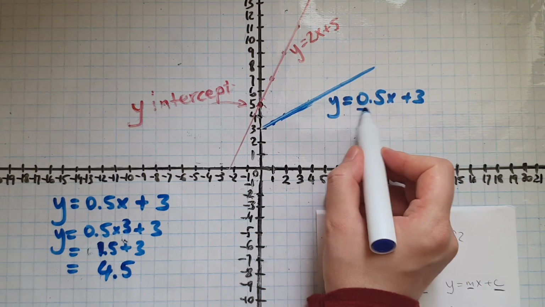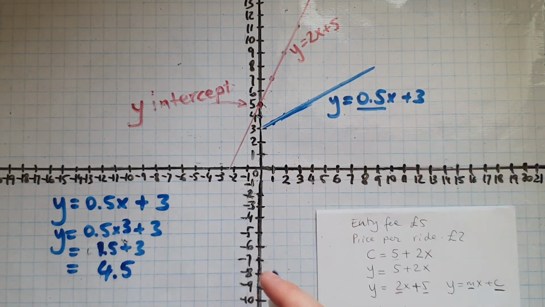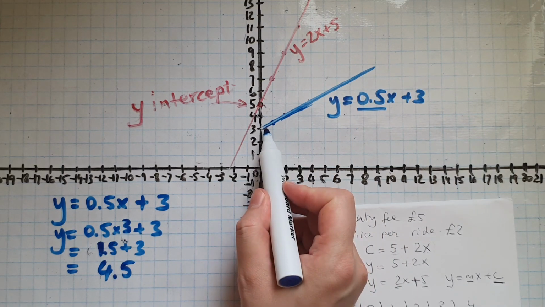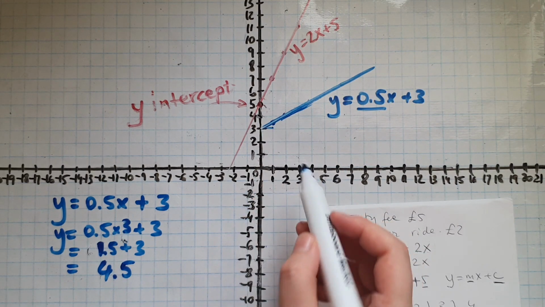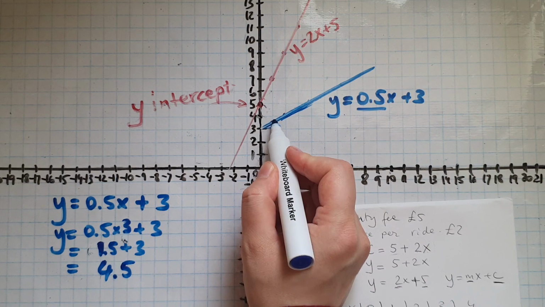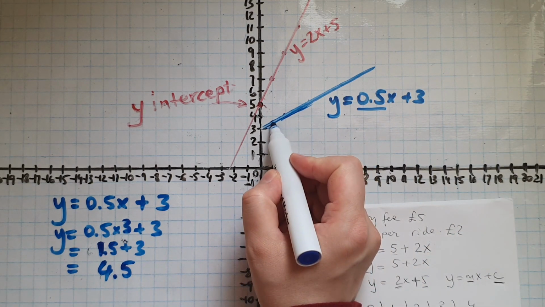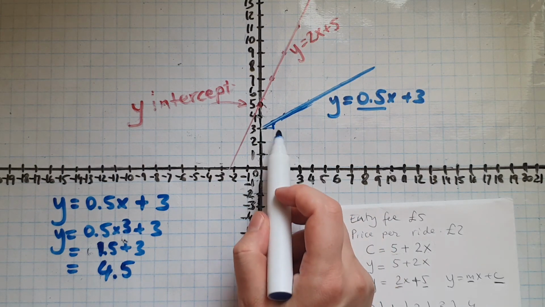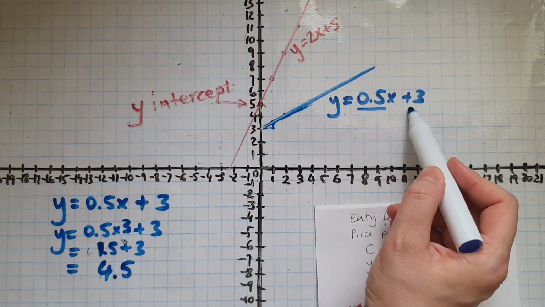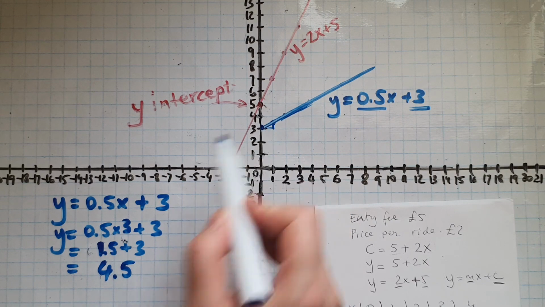So as you can see, 0.5 is the gradient, that steepness we talked about. So for each 1 unit, it goes up by half a unit, as you can see there. And we can also see the y-intercept, which is this 3 here.